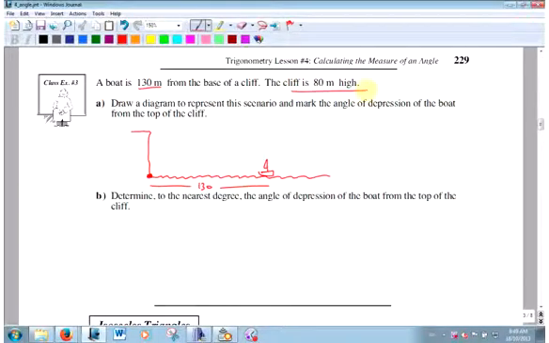What else do I know? I can't just solve this with one number, right? I got to know 2 pieces of the puzzle. The cliff is 80 meters high. There it is. Okay? Everybody's happy with that?